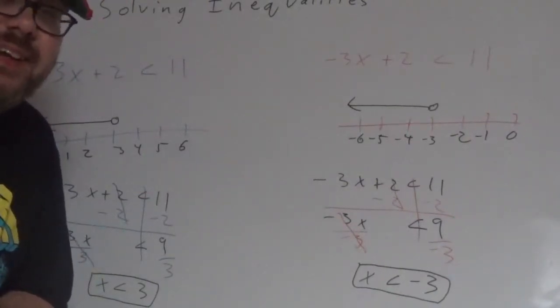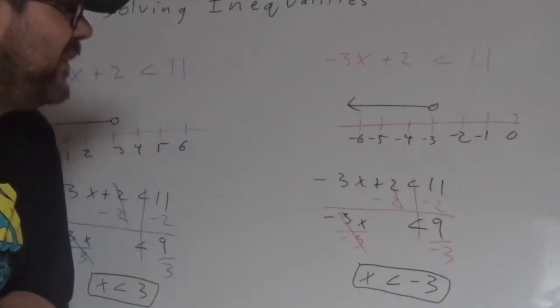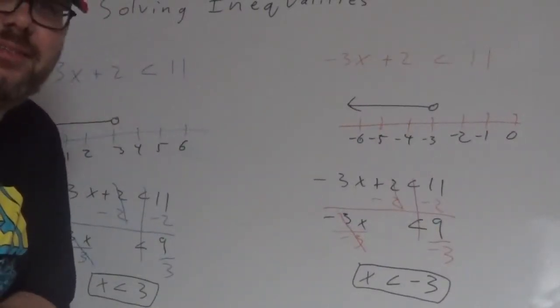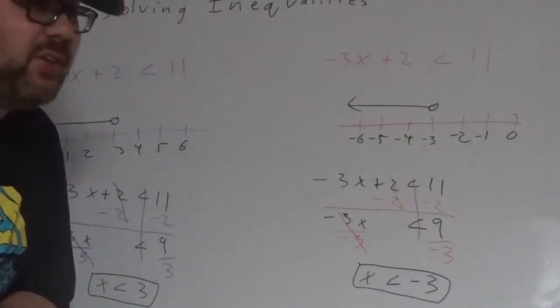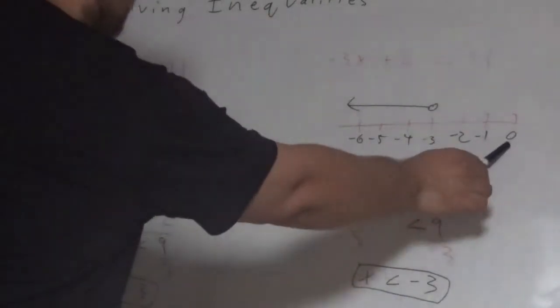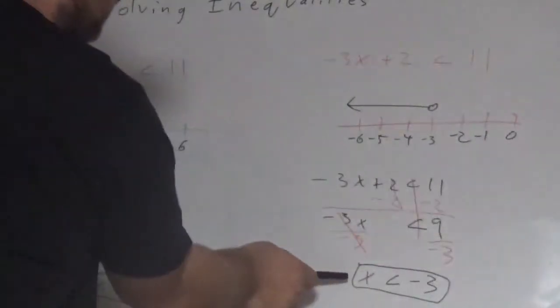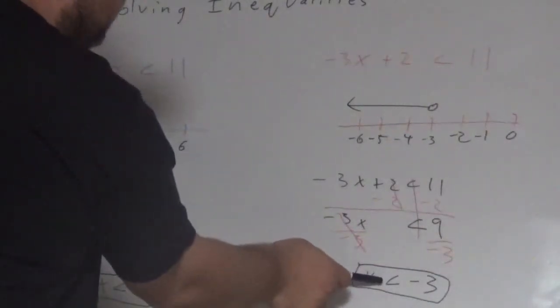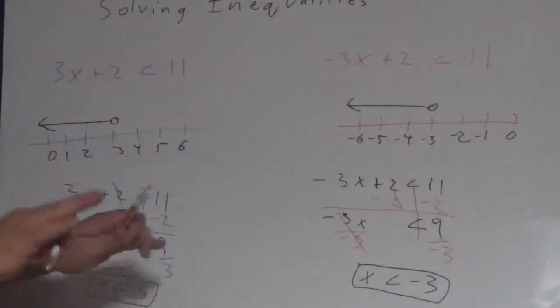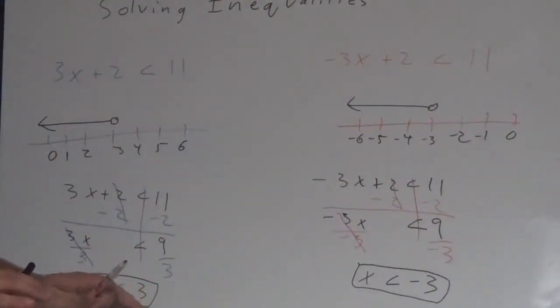Let's check it again. If I put 0, 0 should not be part of this line. It shouldn't be true. 0 should not make a true statement. Look. First of all, down here, 0 is not less than negative 3. By the way, I'm just using it as an example because it's the easiest number to pick. You can pick any number. It doesn't matter.